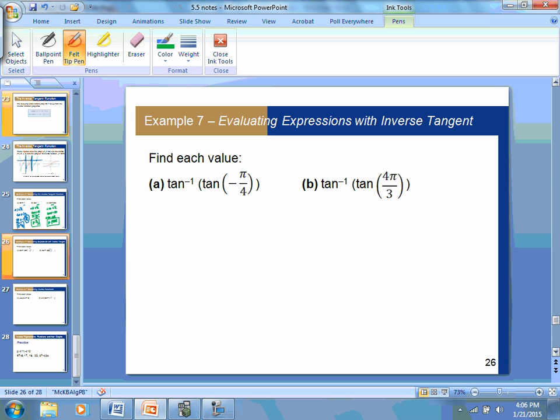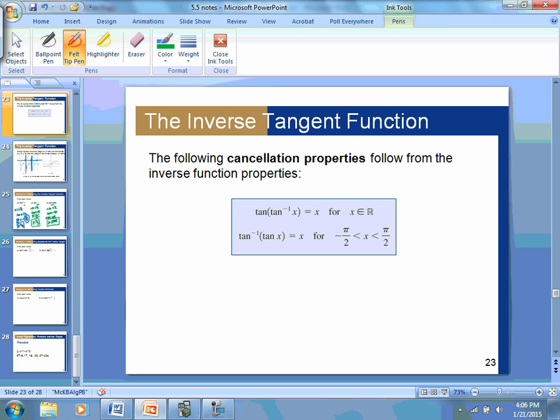Okay, for example 7 here, we're going to take a look at these cancellation properties. And again, if we're going to use those cancellation properties, if we're dealing with an inverse tangent of a tangent, that x value has to be between negative pi over 2 and pi over 2. If it is, then we can just cancel. If not, then we have to go through the whole process.